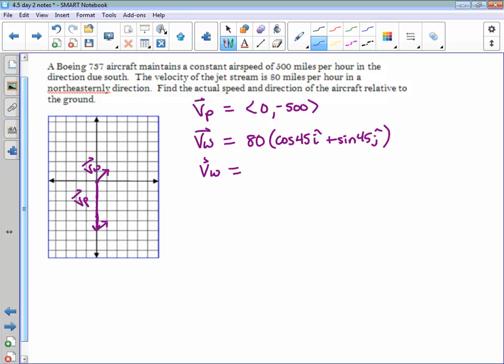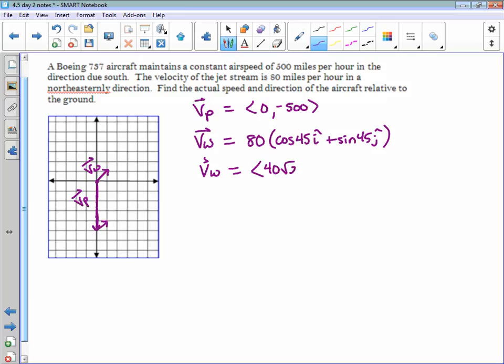Yeah, like magnitude. I thought you said that's the blank. I was like, I don't know what that means. All right, what is the cosine and sine of 45 degrees? Okay, and what is 80 times root 2 over 2? Which reduces to 40 root 2. So that is the vector for your wind.